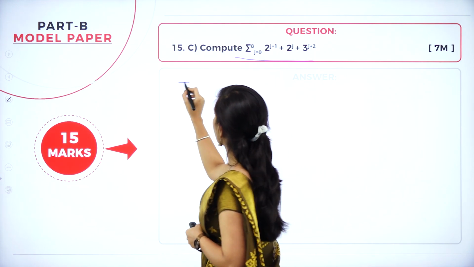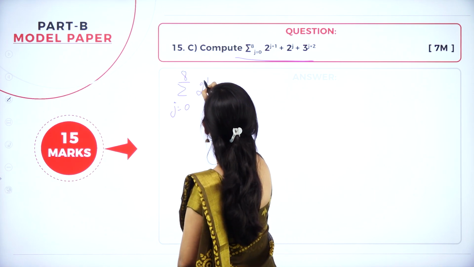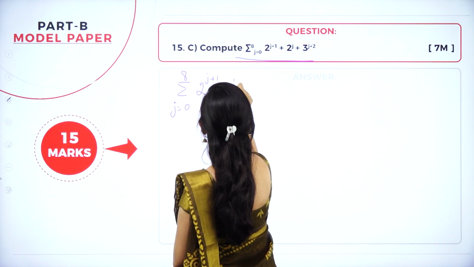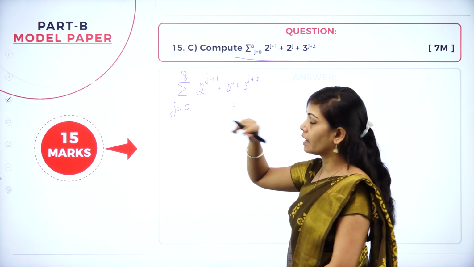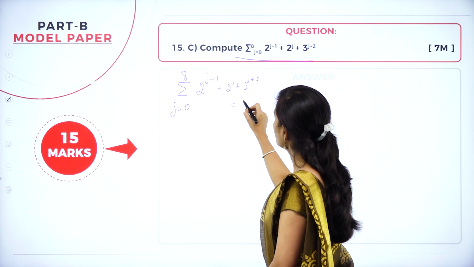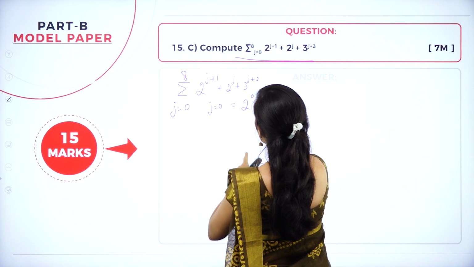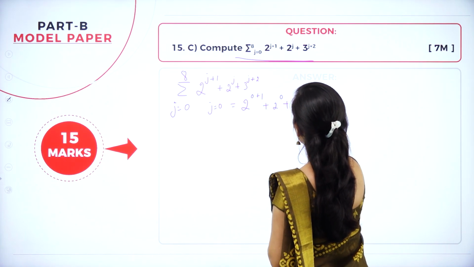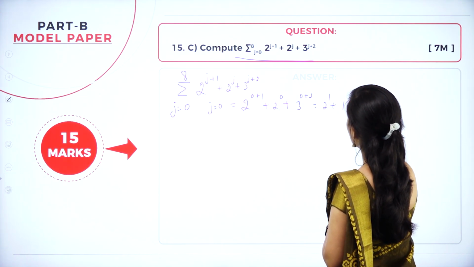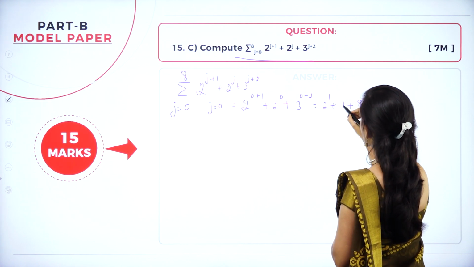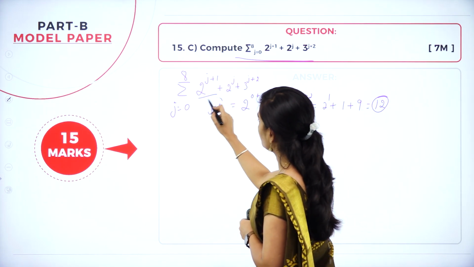sigma j is equal to 0 to 8 of 2 power (j plus 1) plus 3 power (j plus 2). So here you have to substitute the value of j from 0 to 8. So I'll substitute the value, j is equal to 0. So 2 power (0 plus 1), 3 power (0 plus 2). 2 power 1 is 2, 3 power 2 is 9. So 9 plus 2 is 11. So j value is 0.